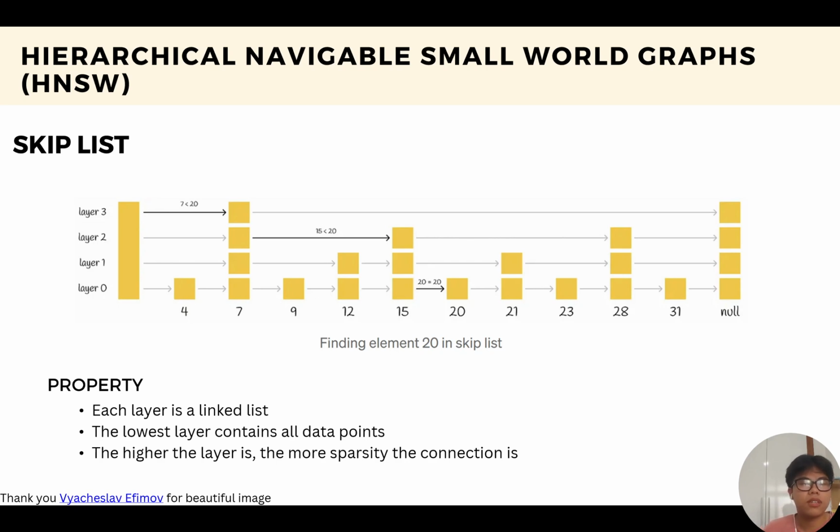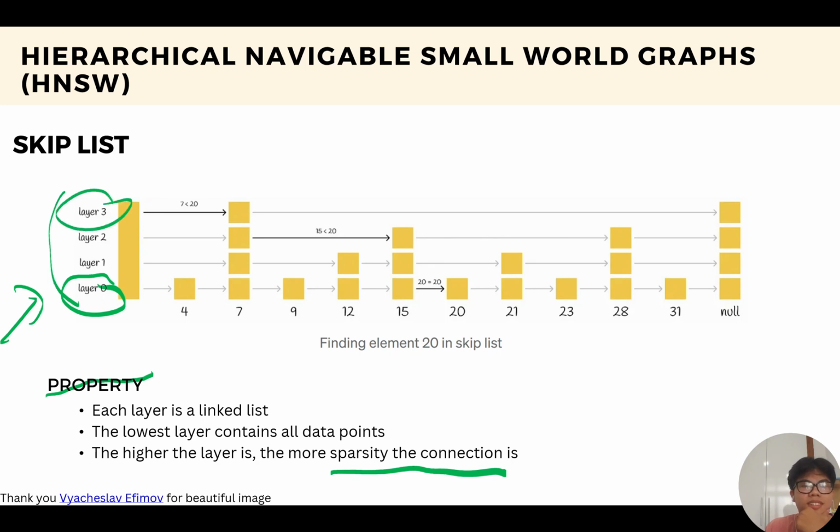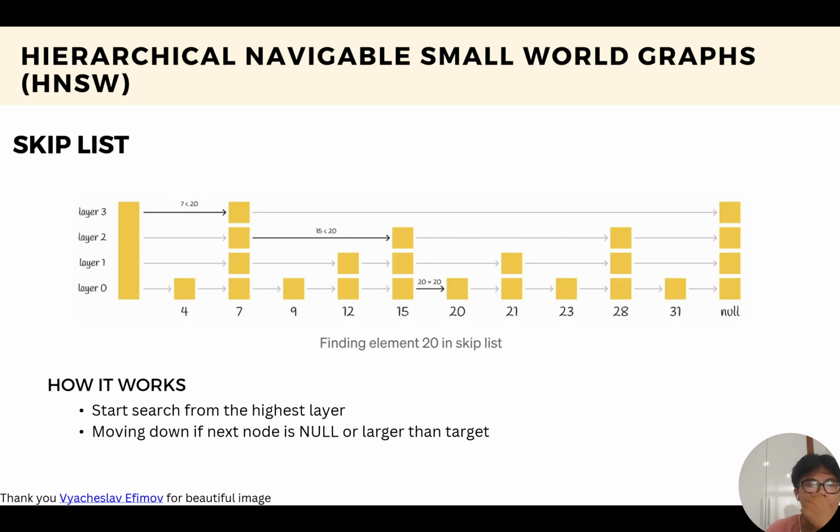Okay, the first is the skip-list. You can see on the screen, a skip-list has some properties. It has several layers, and each layer is a linked list. The lowest layer, layer number 0, contains all the data points, and the higher the layer is, the sparser the connections are. We have fewer connections in layer number 3. And how it works: we start the search from the highest layer.